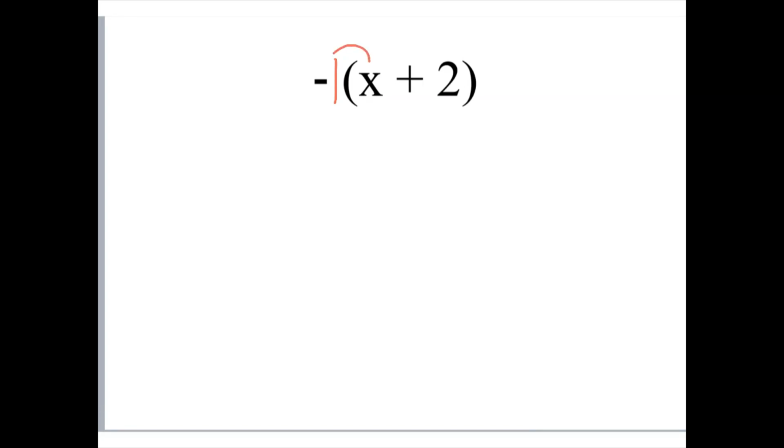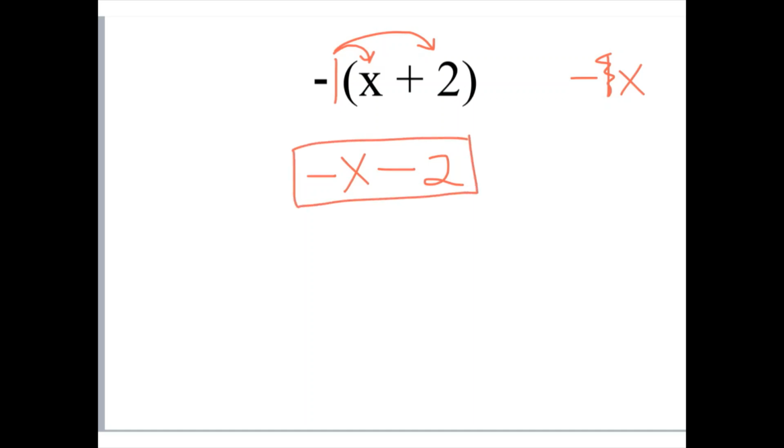And so now, negative 1 times x is negative 1x. So I'm going to write that right here. Negative 1x, which again, the 1 can be invisible. And so it really becomes just a negative x. And then a negative 1 times a positive 2 is a negative 2. And again, notice how I make that negative my minus sign in my answer.